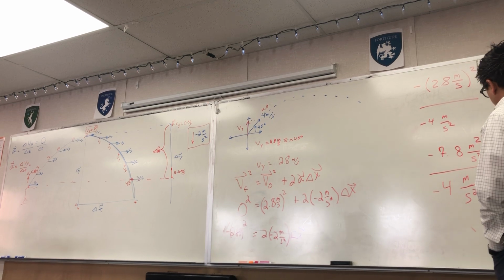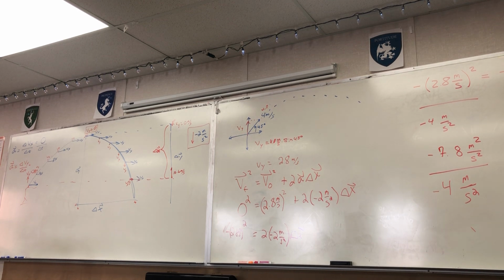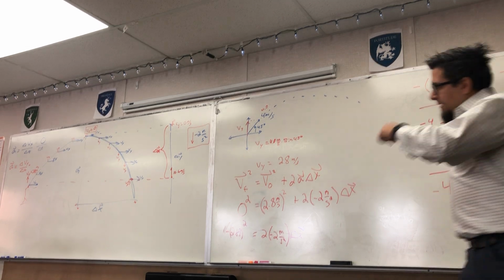The negatives cancel. What's 7.8 divided by 4? 1.95. 1.95 becomes 2.0. Alright, then your seconds squared cancel, and your meters here cancel out with one of your meters there, and it's 2.0 meters. And that's the height of it. That is this height, okay?